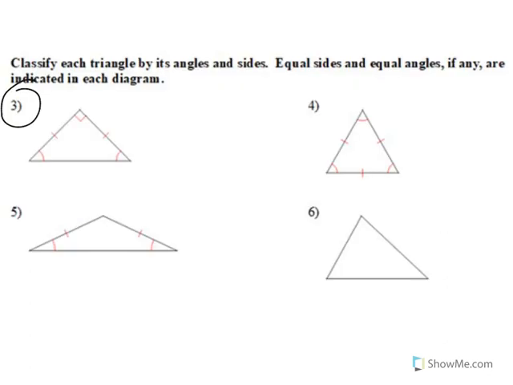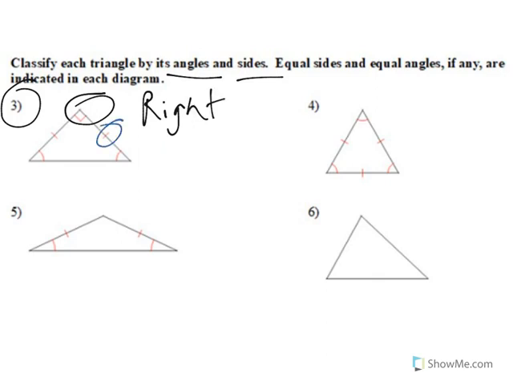We're going to classify each triangle by its angles and sides. Equal sides and equal angles, if any, are indicated in each diagram. So let's take a look at this one here. By angle, I know right off the bat that is a 90 degree, so that is a right. And my sides, I have 2 sides that are equal as well. Their corresponding angles are equal here, so here and, of course, here. Those angles are equal. I'm looking at a right isosceles.